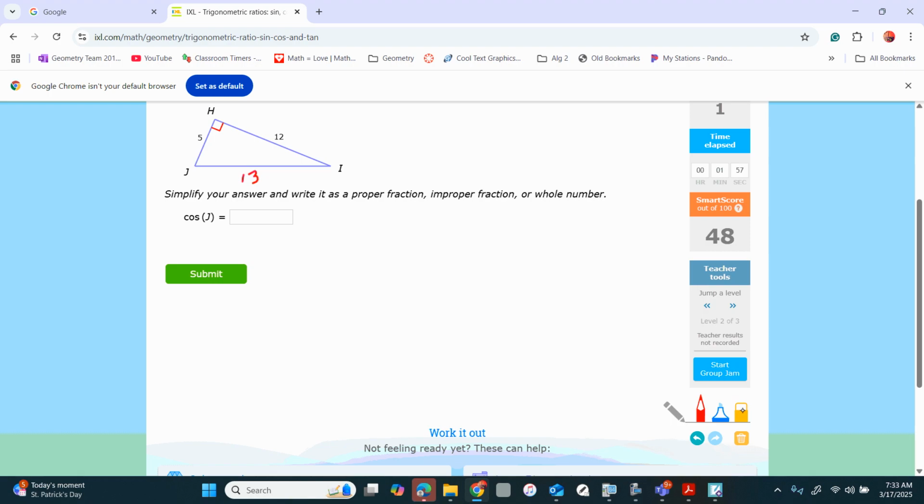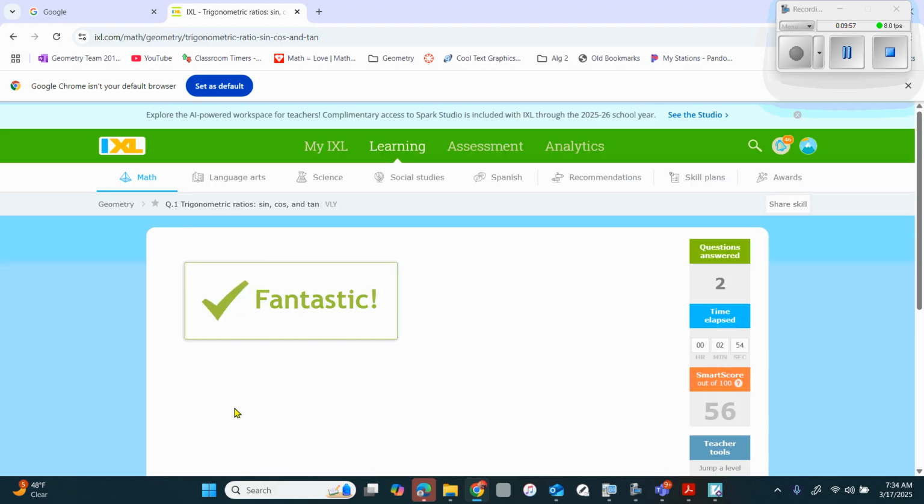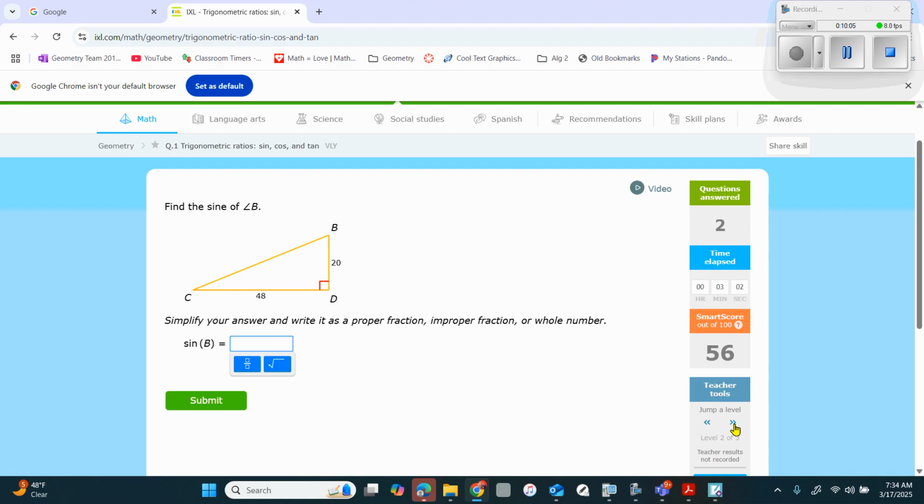To do cosine of J, which is right here, cosine means you're doing adjacent, which is this 5 over hypotenuse. We're going to write that ratio in the box. So you're going to get this fraction box. We have 5 over, down 13. We're going to submit. So on this level, you have to find that missing side, which corresponds with the maze and your worksheet. I'm going to jump a level.